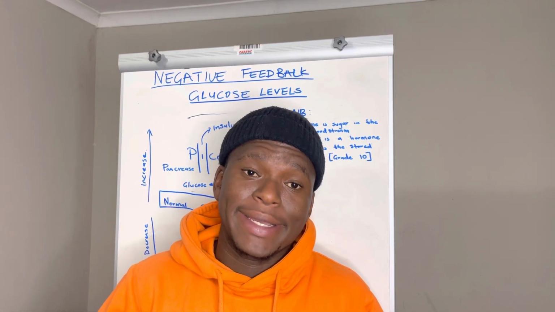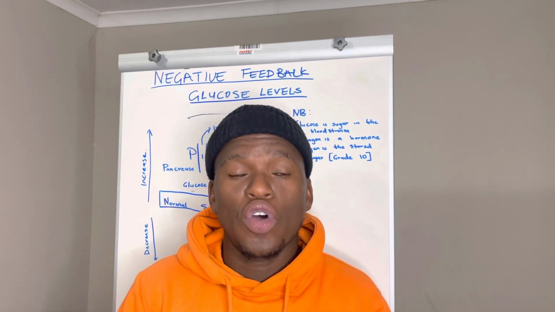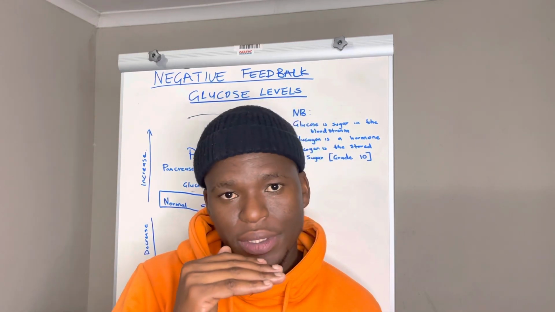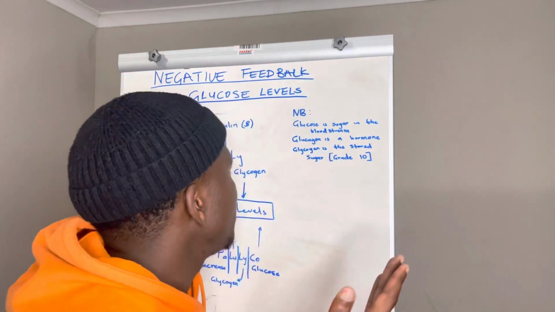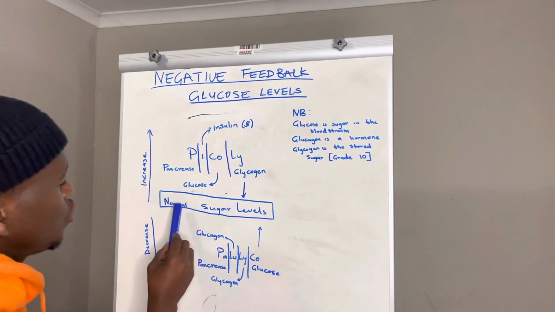Our grandparents, they are suffering from diabetes. They are diabetic anyway. So now this is basically because of the levels of sugar in their bloodstreams. So here we have a normal state of sugar levels.